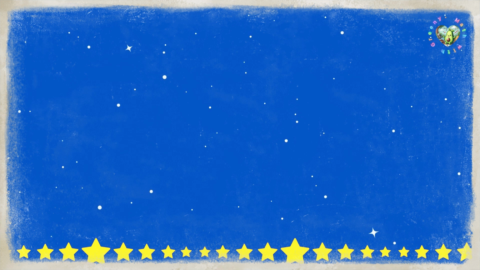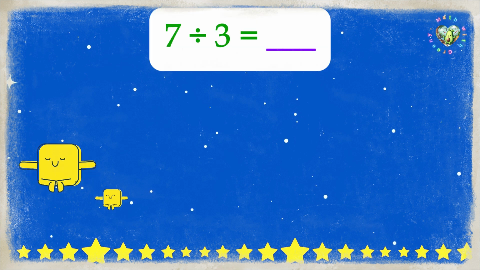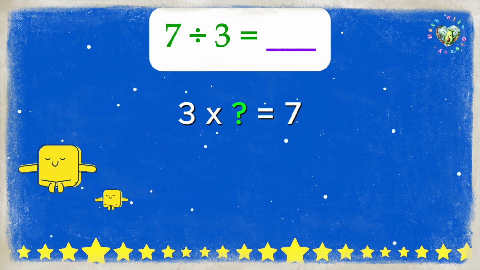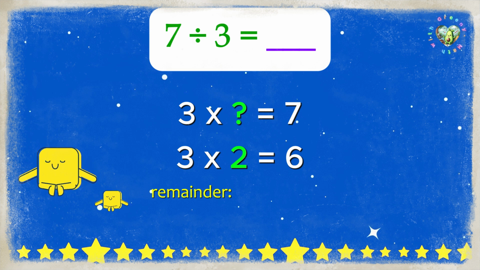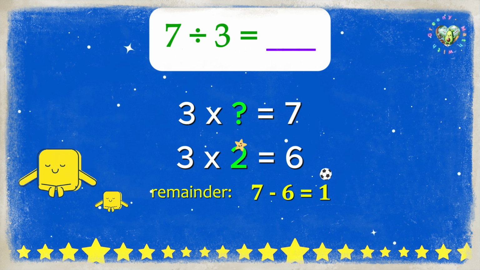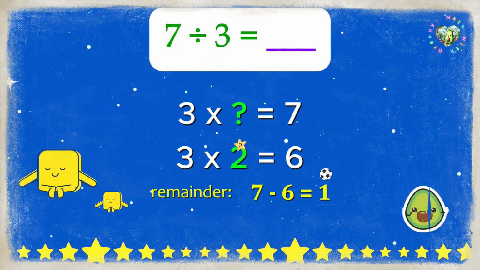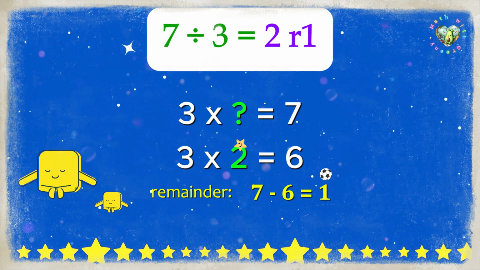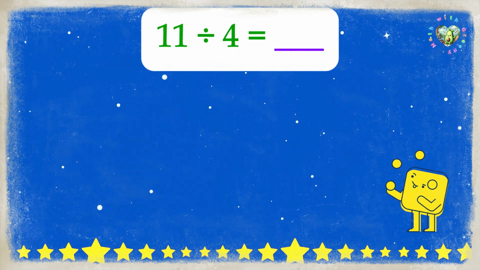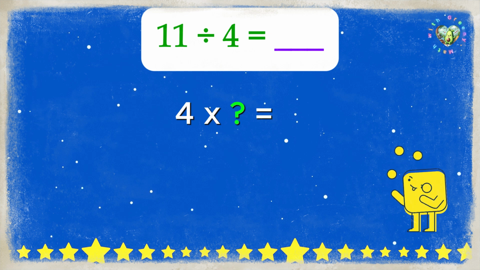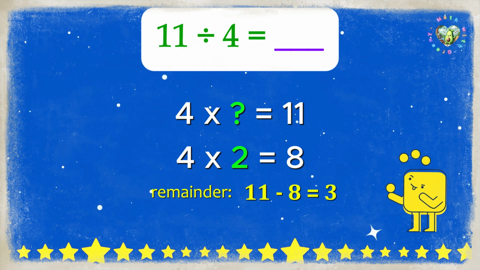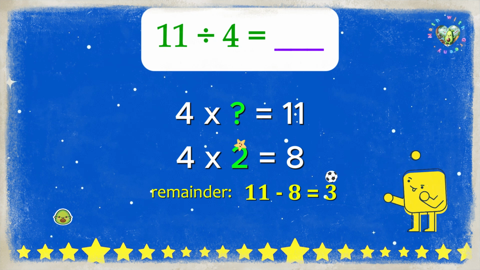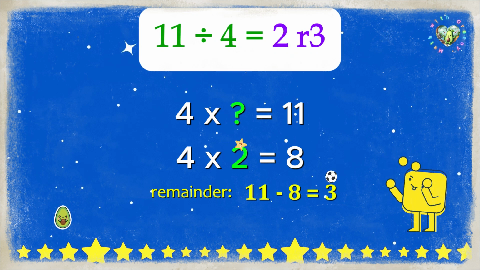Awesome! How about 7 divided by 3? 7 divided by 3 equals 2 remainder 1. Brilliant! Next one, 11 divided by 4. 11 divided by 4 equals 2 remainder 3.